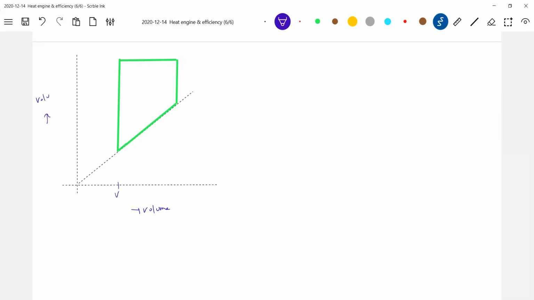This is the VT graph: volume, and this is temperature. Monoatomic gas, 1 mole, to make the problem very simple. If you want, you can take diatomic; in later problems I'll change it. Okay, now we have to calculate the efficiency of the gas in 1 full cycle. Find.